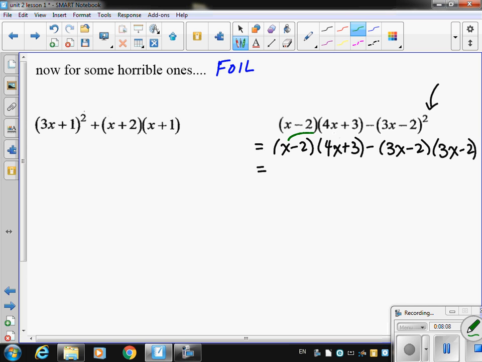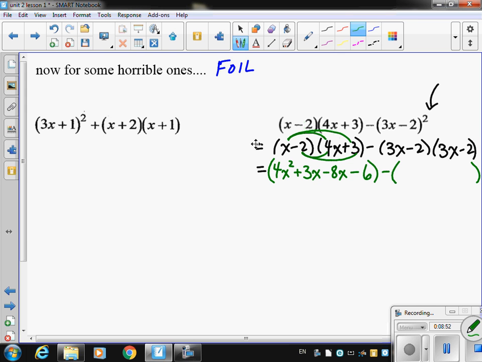Firsts would be x times 4x. I get 4x squared. My outside would be x times 3. I get plus 3x. Inside would be negative 2 times 4x, negative 8x. And lasts would be the negative 2 times positive 3, negative 6. So that's the first 2 multiplied together. I'm going to put them in brackets. And then I'm going to subtract whatever answer I get for the second 2.